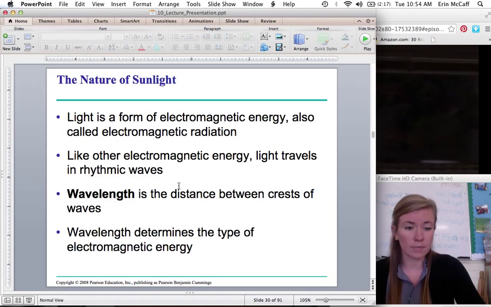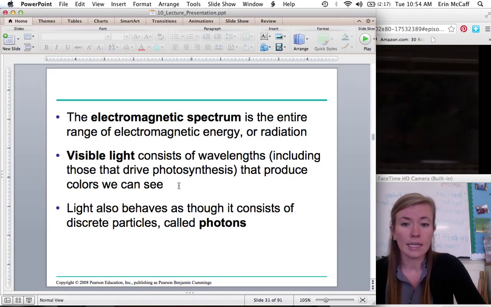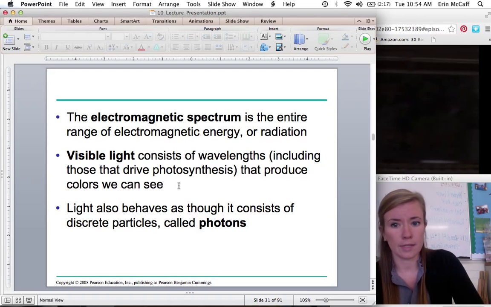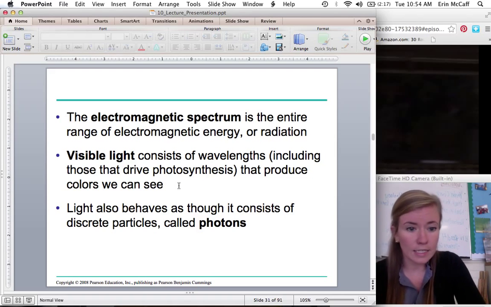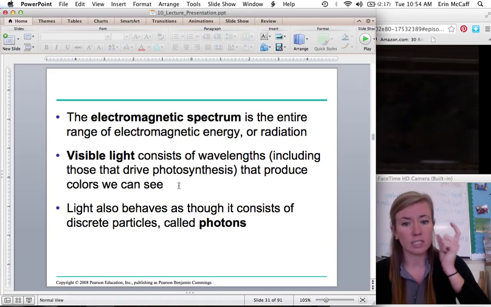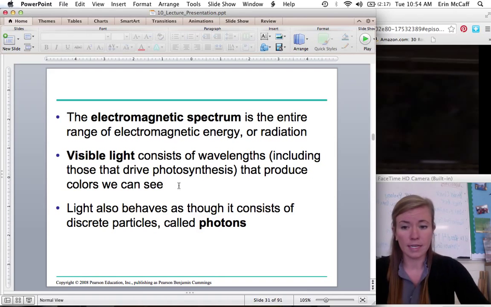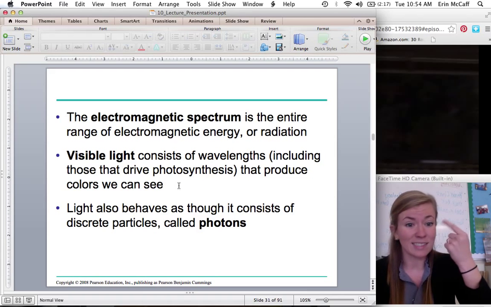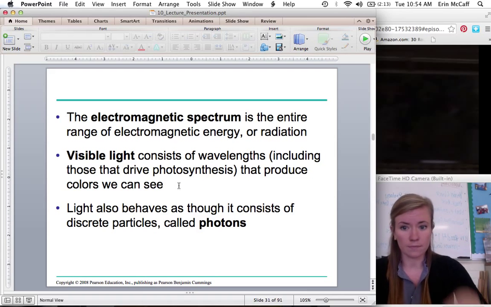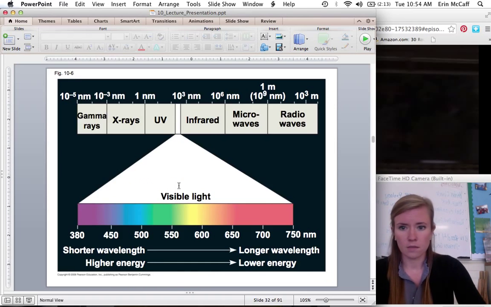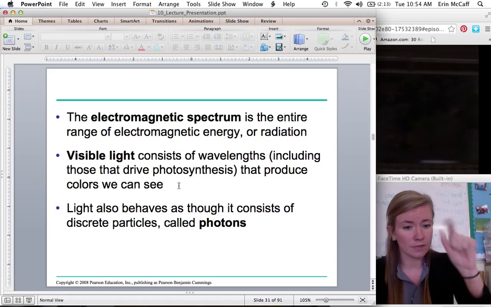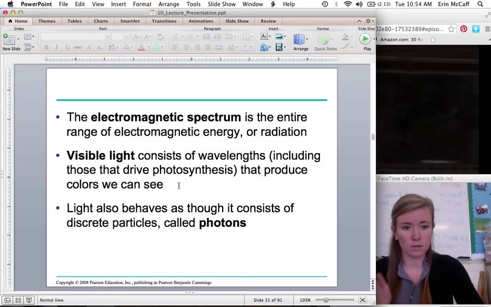The wavelength determines what color the light is going to be in addition to what type of energy it's going to be. And so we talk about this thing called the electromagnetic spectrum, which is all kinds of waves that exist. Visible light just consists of a very specific range of wavelengths that produce colors that your eyes can see and turn into images in your brain. And photons are like little bits of light that act as distinct particles. We're going to talk about that in a minute.